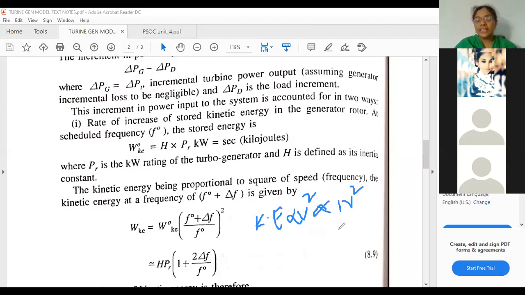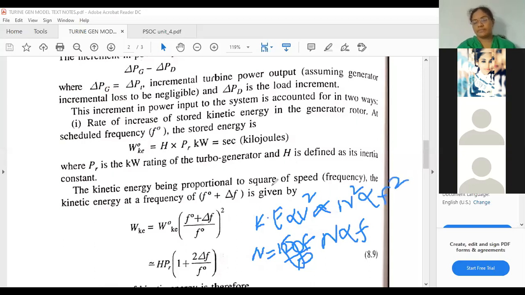So indirectly, what is speed? I already said speed is equal to 120 F by P. Speed is nothing but 120 F by P, and P is constant. So here we can write your speed is proportional to frequency. So your kinetic energy is proportional to velocity square, proportional to speed square, then this is also proportional to the frequency square.